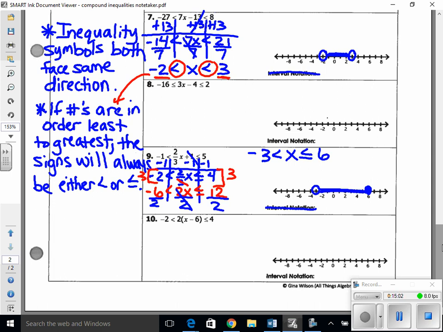All right, so you've now seen the difference between the two types of and or inequalities. Your job is to go back and finish all the even problems and see what questions you still have when you come to class so we can answer them.